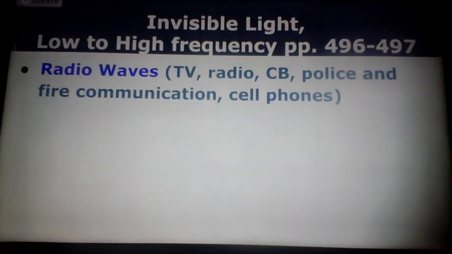Cell phones use radio waves when we call each other or text each other. Wi-Fi uses radio waves. Pretty much anything that uses EM waves for communication purposes is using a radio wave.